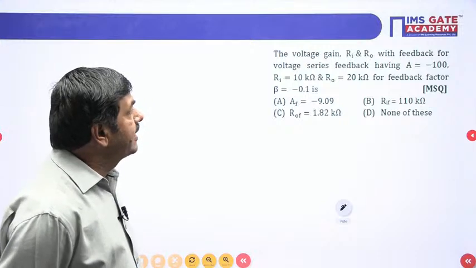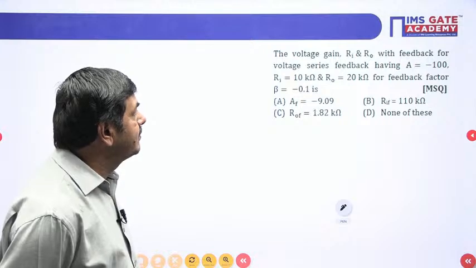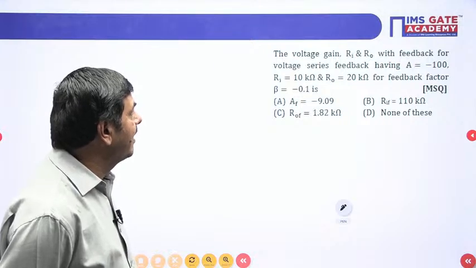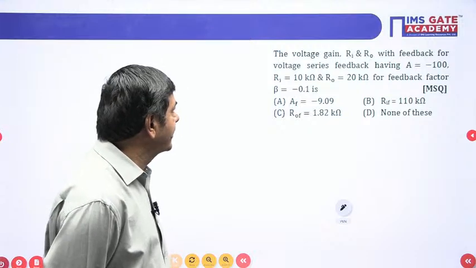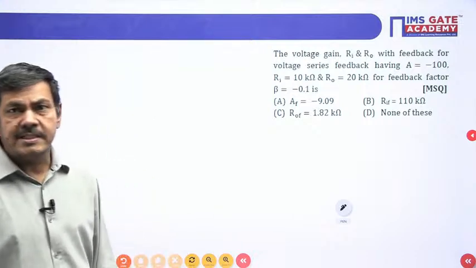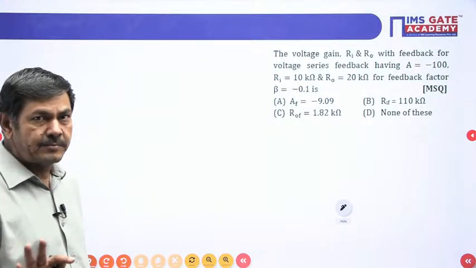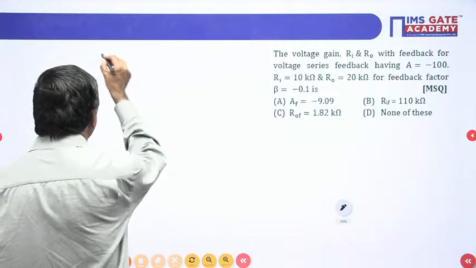The voltage gain, Ri and R0 with feedback, for voltage series feedback having A equal to minus 100, Ri equal to 10 kilo ohm and R0 equal to 20 kilo ohm, for feedback factor beta equal to minus 0.1, is asked. It is asking three questions here now. What are those three questions asked? The first question is the voltage gain.